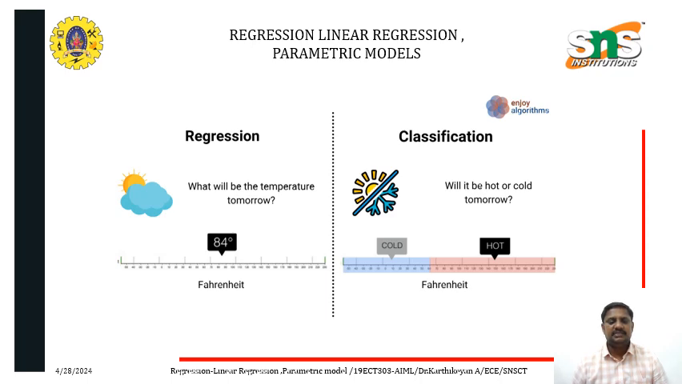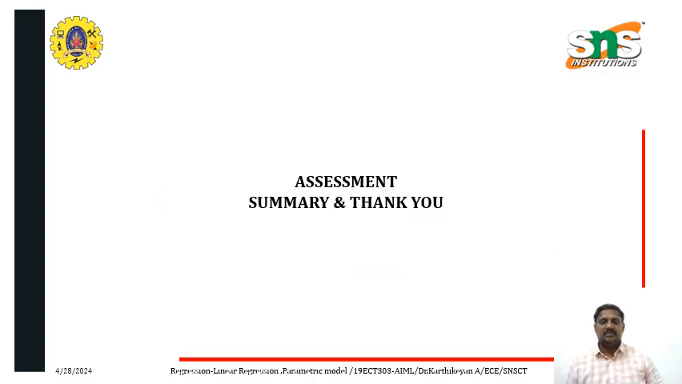This is regression, and this is classification. What will tomorrow's temperature be? When we predict that, it's a regression. And in classification, mainly, it will be whether tomorrow is hot or cold. Likewise, both things will be available with Fahrenheit. This is the main distinction between regression and classification methodologies. Thank you.